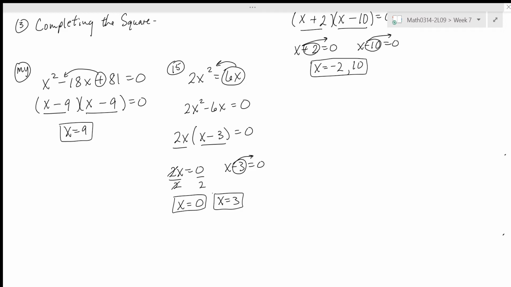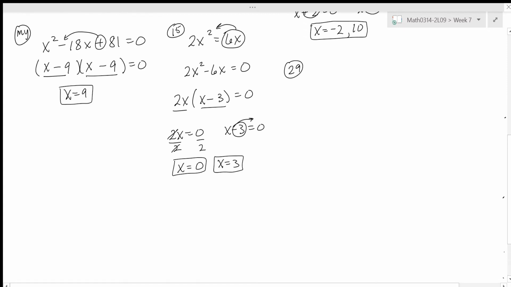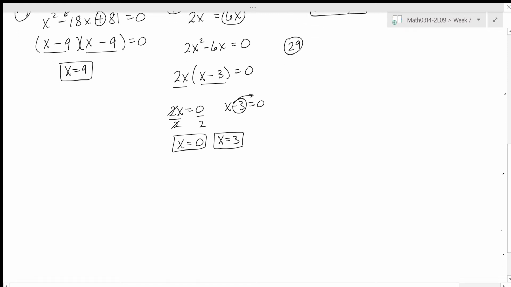Do we need to do any more examples that involve factoring? Are you ready to move on and try a different technique? All right, okay, good. So we'll move on then to number 29. And we've got x squared plus 6x equal to 7. That's the way this equation starts out. And for number 29, the instructions say solve by completing the square. And so this is where I get to show you how completing the square works.